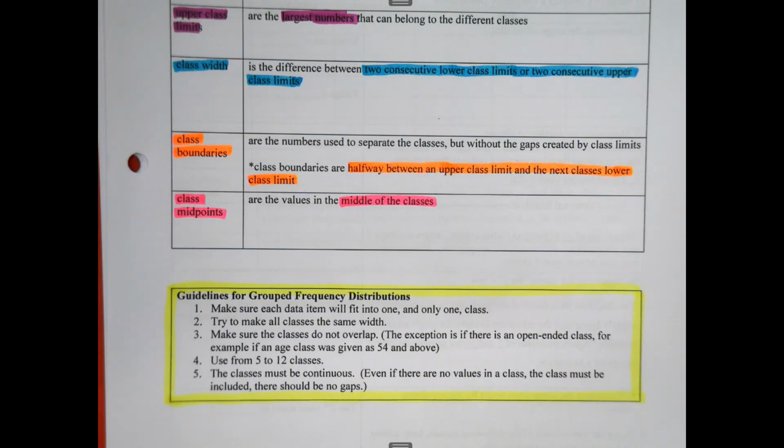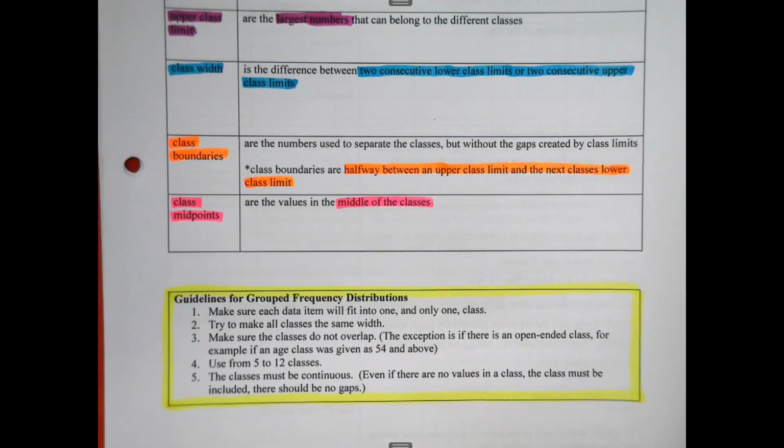We want to use between 5 and 12 classes total, and the classes have to be continuous. Even if there are no values within a class, we have to include that class within our frequency distribution. All of this will make a whole lot more sense when we actually go through and do an example. So that's what we're going to do right now.